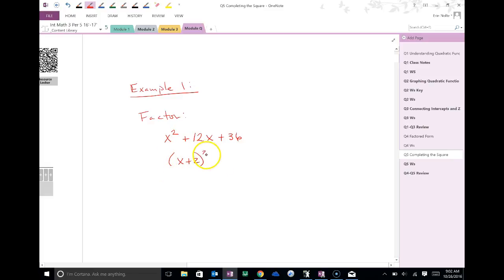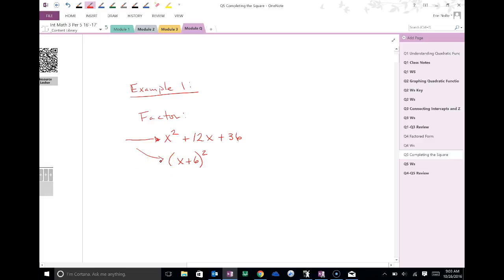Did everybody notice that the two quantities were exactly the same? So I can just write it as squared. This is the foundation of completing the square. Basically, what we're going to be doing is creating this perfect square trinomial so that we can get to this spot.